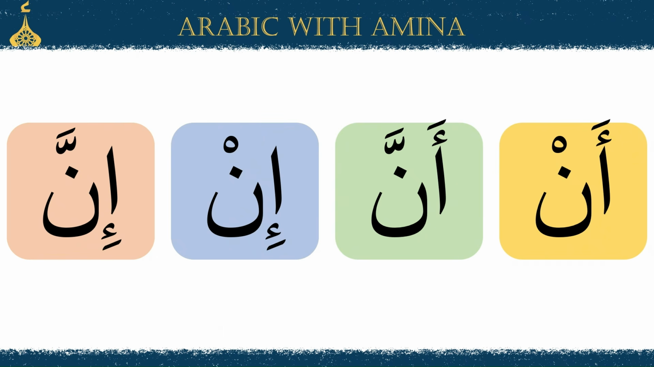There are four tiny Arabic words: an, anna, in, and inna. And when the harakat are written, they're easy to tell apart. But in real life, Arabic is usually written without them, and suddenly, they all look the same. So how do we know which one is which?